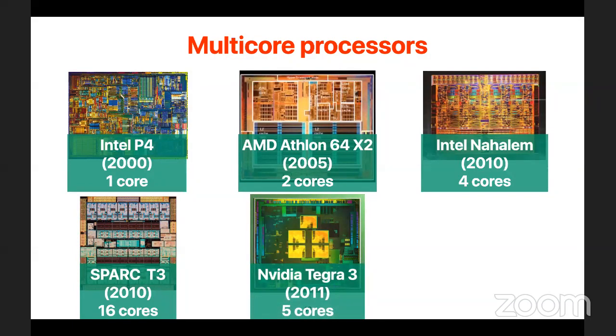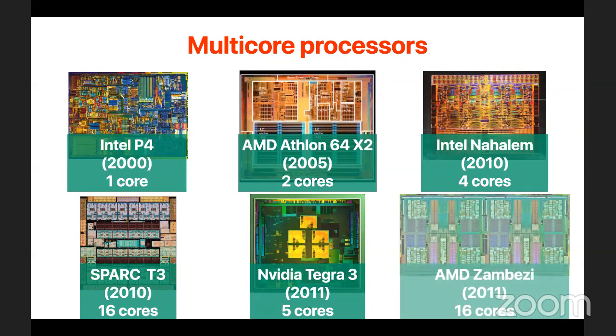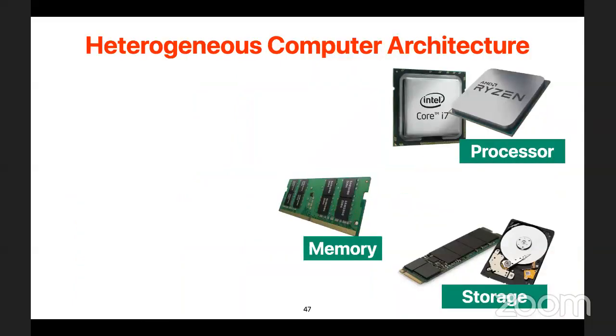And then we have the NVIDIA Tegra processor with 5 cores. And then AMD will soon roll out another 16-core processor in 2011. So that tells you that because we cannot get single-core performance significantly improved, we try to build multi-core processors. However, even with multi-core processors it is not sufficient. So now we have built heterogeneous computer architecture.